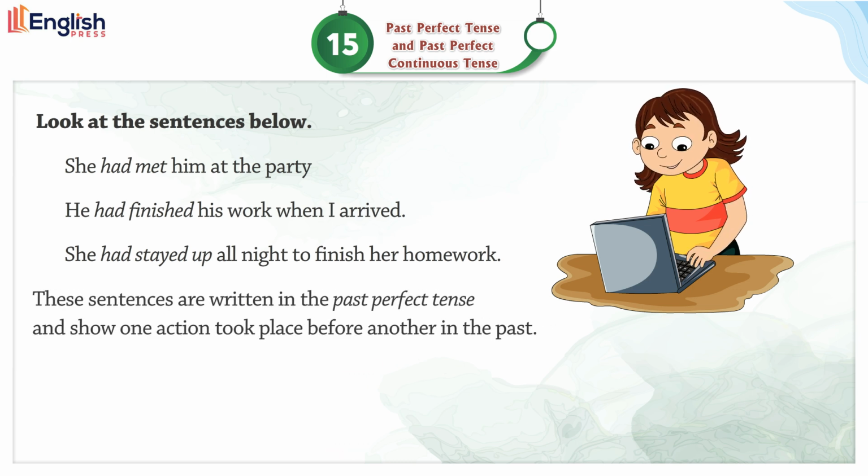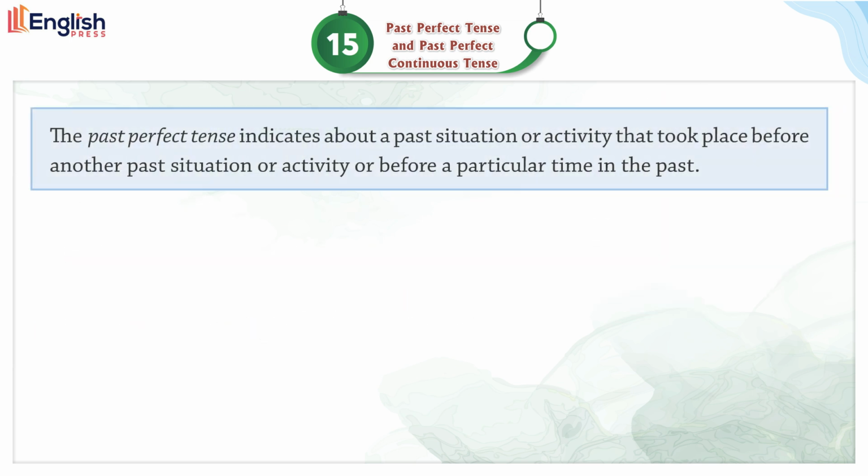These sentences are written in the past perfect tense and show one action took place before another in the past. The past perfect tense indicates a past situation or activity that took place before another past situation or activity, or before a particular time in the past.